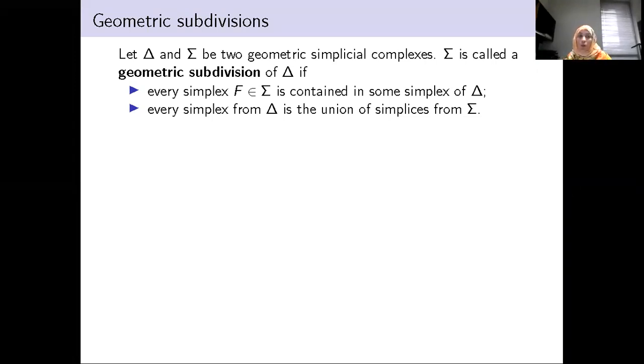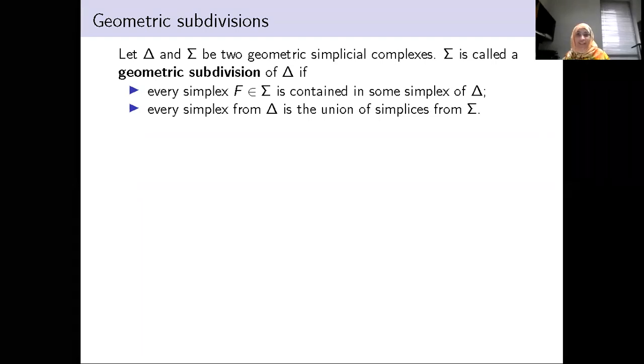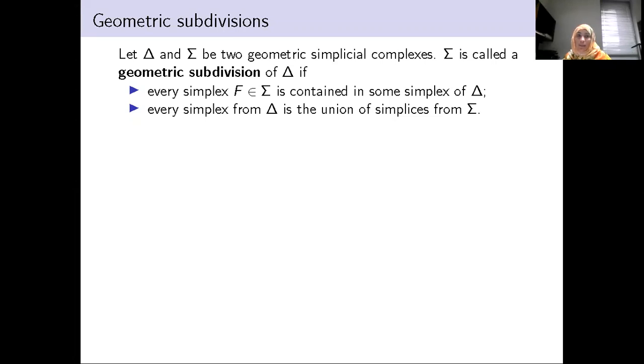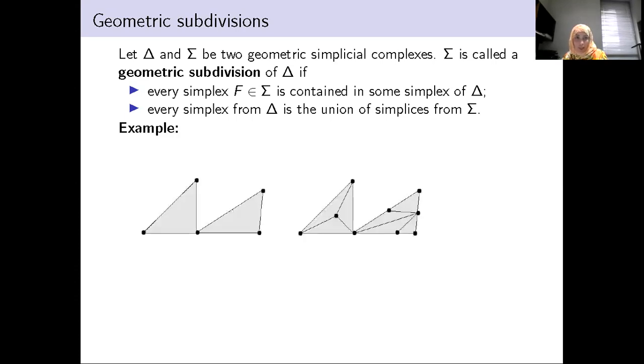If you have two geometric simplicial complexes, here I am taking the geometric definition, one of them is called a geometric subdivision of the other if every simplex in the subdivision is contained in some simplex of the original one, and every simplex of the original one is a union of simplices from the subdivision.